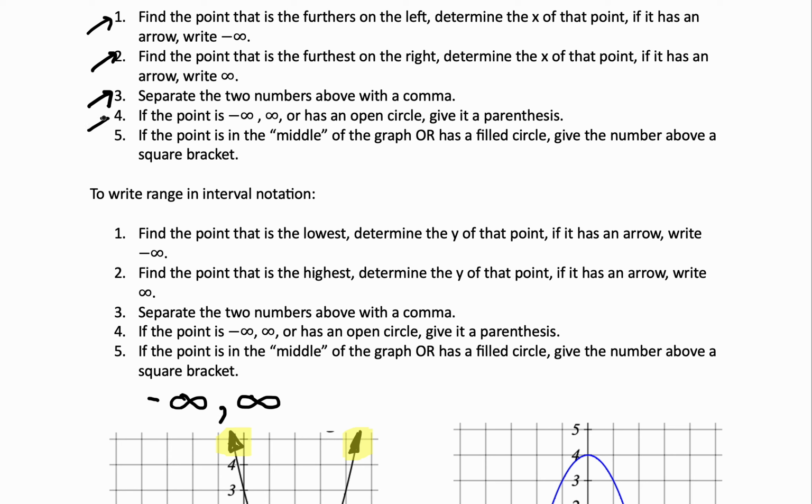Step 4, if the point is negative infinity, positive infinity, or it has an open circle, we're going to give it a parenthesis. So both of ours are infinities, we're going to give them parentheses. And then this does not apply to our black graph, but if the point was in the middle of the graph or had a filled circle, then we're going to give that number a square bracket. But I'm going to repeat steps 1, 2, 3, and 4, and potentially 5 with my blue graph here.